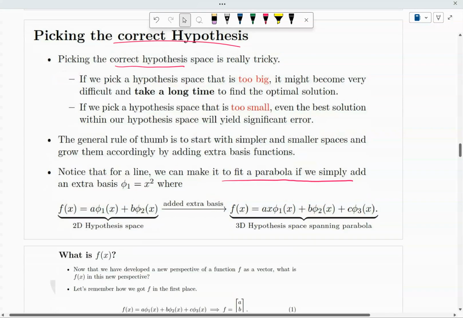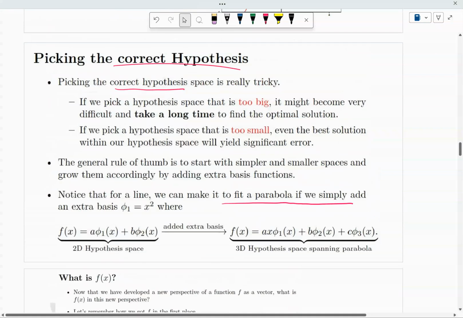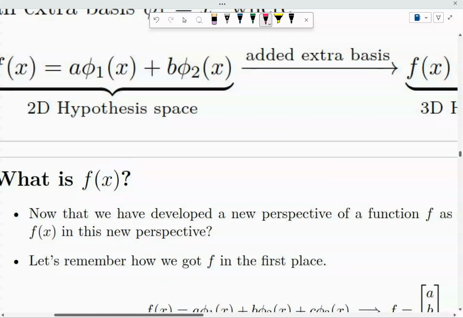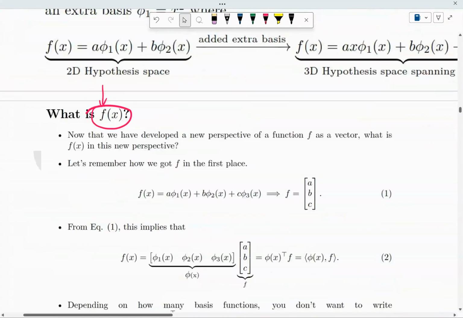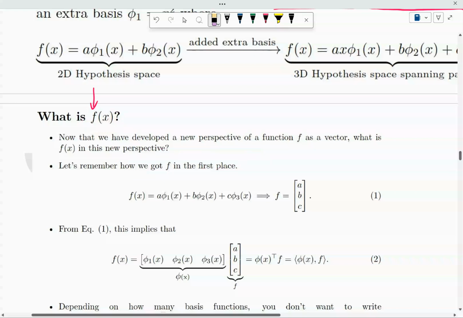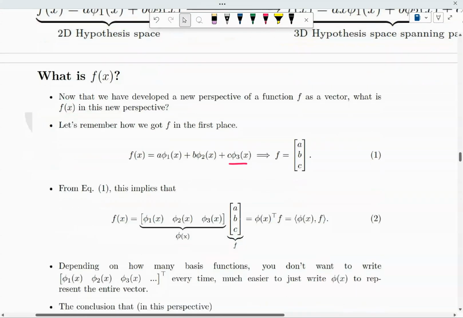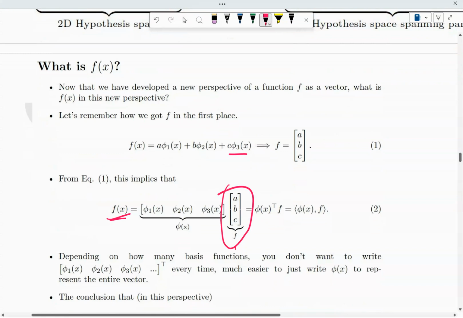Okay, so now that I've convinced you, hopefully, that you can think of f as a vector, a function you can think of as a vector. Now, what is the new way of thinking of f of x? Right? If f is a vector, what is f of x? Well, let's go back to how we got f in the first place. Remember how we got f, right? Well, f is essentially a linear combination of functions. And therefore, f is equal to abc, right? Therefore, what does that mean? Well, this implies that f of x is equal to abc, which is the f, times the feature map. Okay? Remember, the feature map is a collection of all the basis functions.